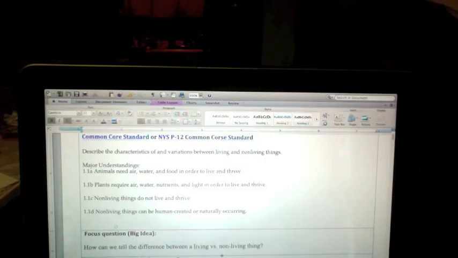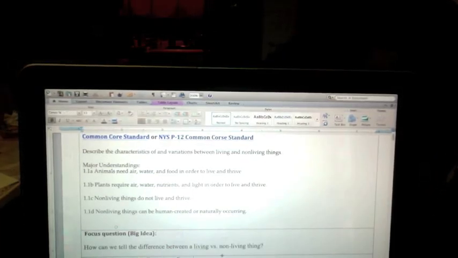The Common Core standard that I hope to reach by the end of this lesson is that students will be able to describe the characteristics of and variations between living and non-living things. My big idea, or my focus question, is: how can we tell the difference between a living and non-living thing?